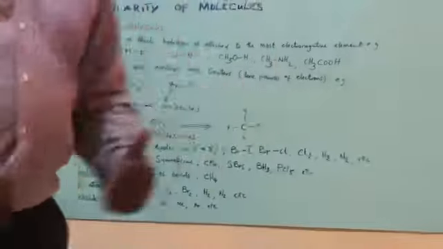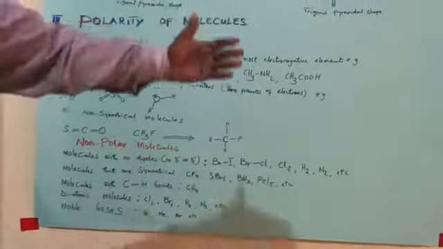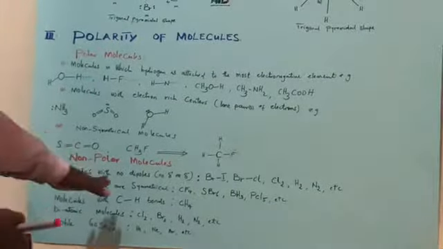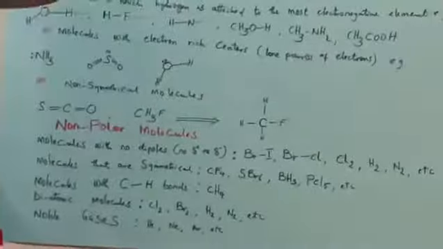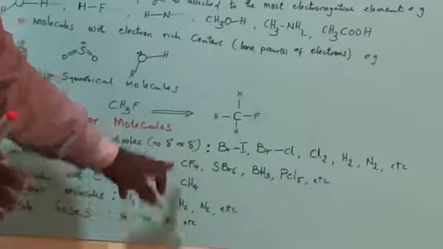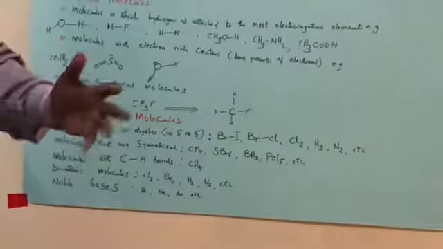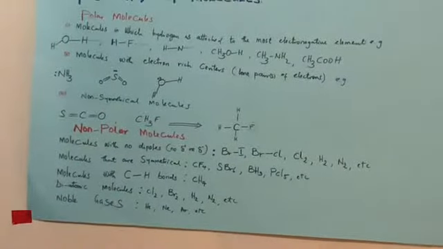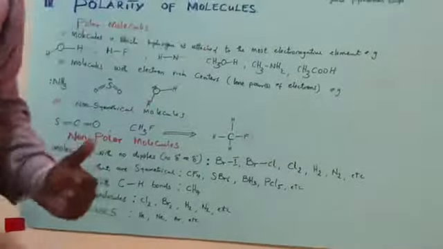On the other hand, you have non-polar molecules. It's just the reverse of the other one. There are many reasons. Molecules with no dipoles. What are dipoles? Where there's a positive pole and a negative pole. Where the positive pole is, the negative pole is an electron-rich center, and the other is the opposite of it.